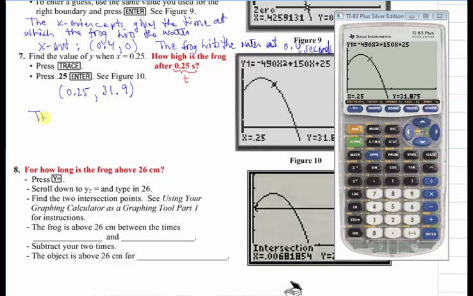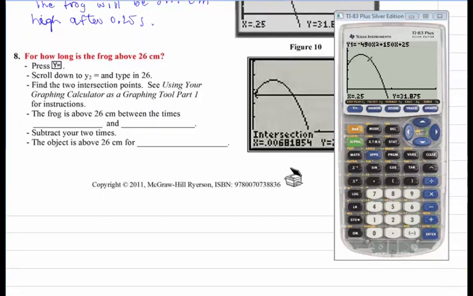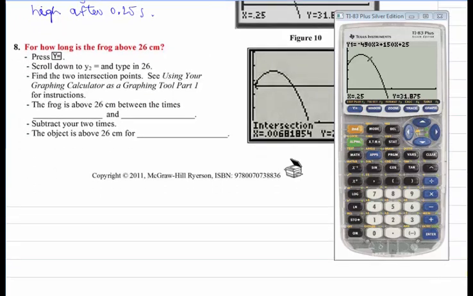So the frog will be 31.9 centimeters high after 0.25 seconds. Okay, and I'm adding one more question. I know it's not in your notes and you're not asked to do it, but it'll show up on a test or a quiz. For how long is the frog above 26 centimeters?